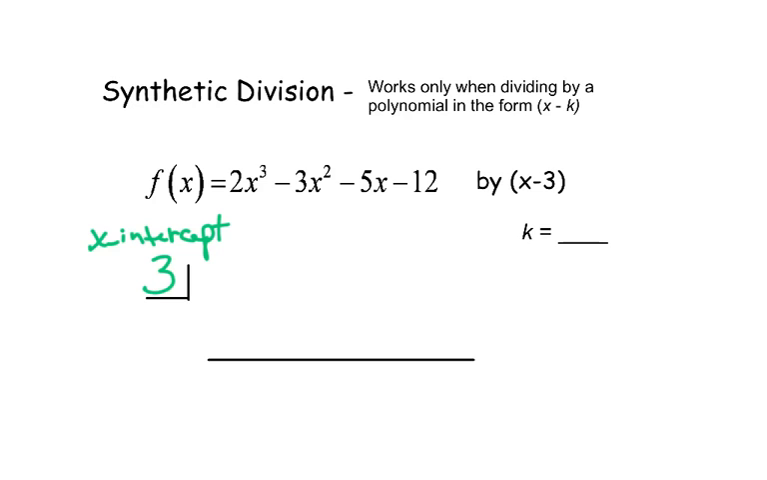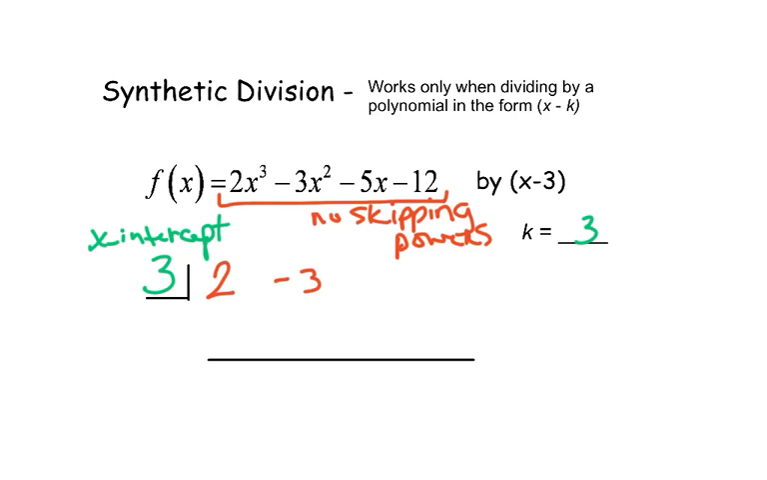And then after that, I'm going to put each of the coefficients of each of the pieces. Again, double check that everything has the powers, so no skipping powers. And this k is what we were asking for, which is 3, or that divides there. All right. So then we're going to take each of the coefficients. So 2, -3, -5, and -12.